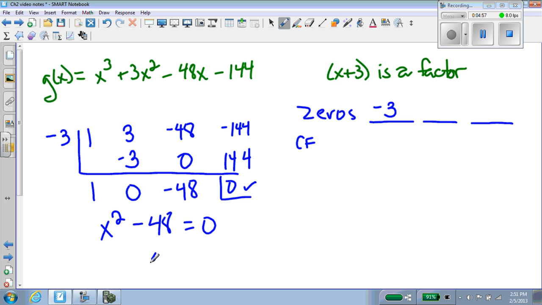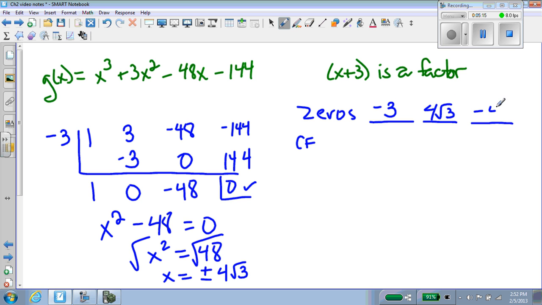0 and find my remaining two zeros by solving that, plus or minus 4 square root of 3. So 4 square root of 3 and negative 4 square root of 3. So those are my three zeros.